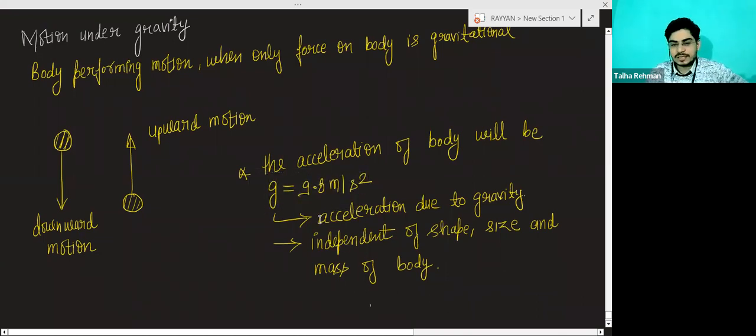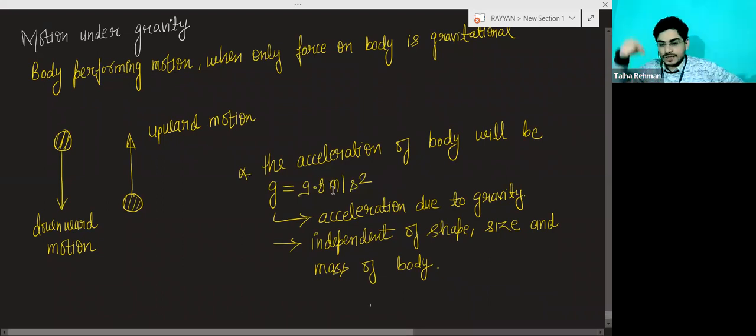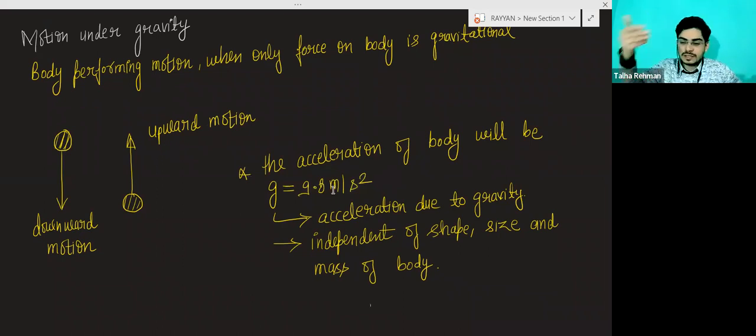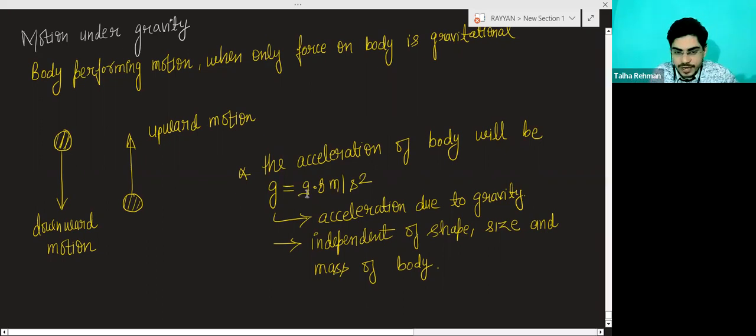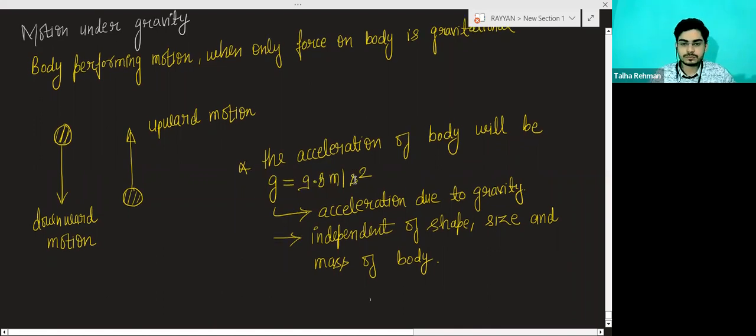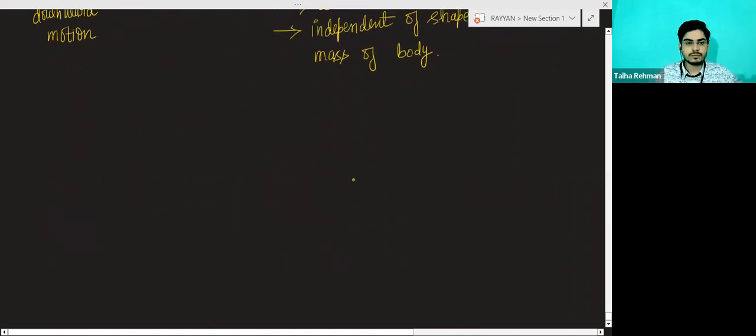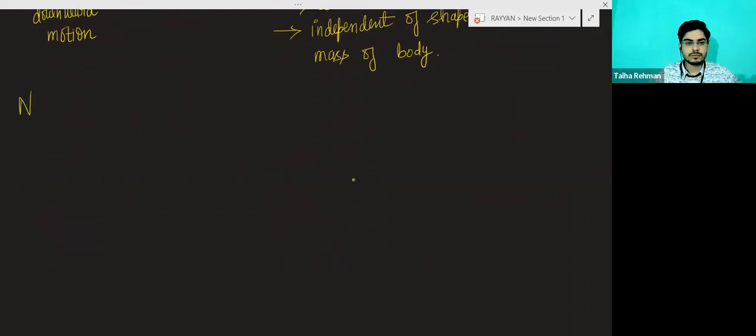I have told you now, this acceleration, when the body is performing the motion under gravity only, then the acceleration of any body will be 9.8 meter per second square on earth. So note down this point, otherwise you will forget.